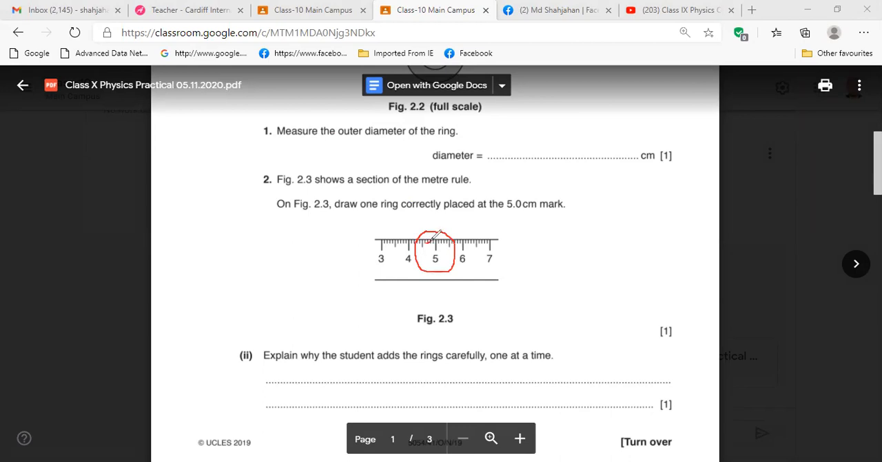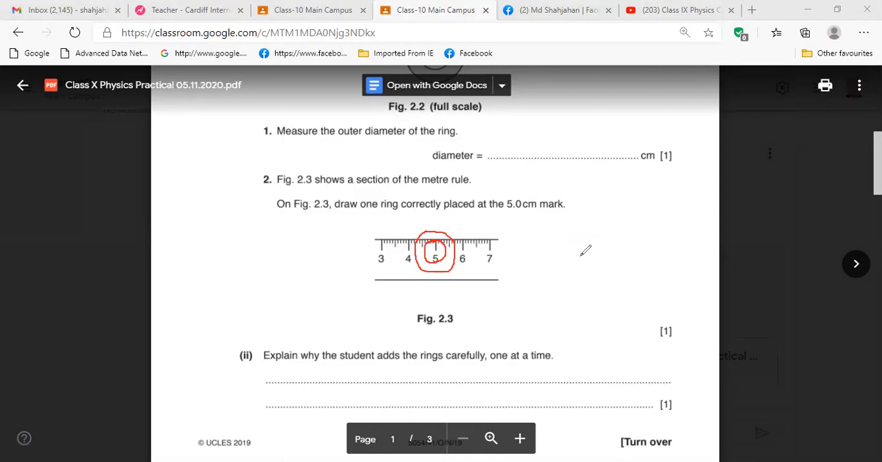Then here another one, so that the center of the ring is going through this 5. Is it clear? Hello? Is it clear to you?